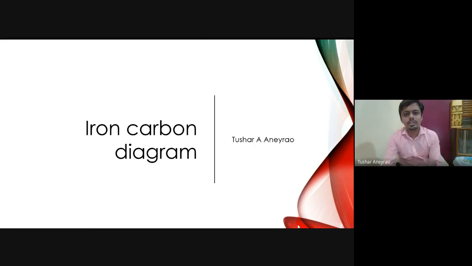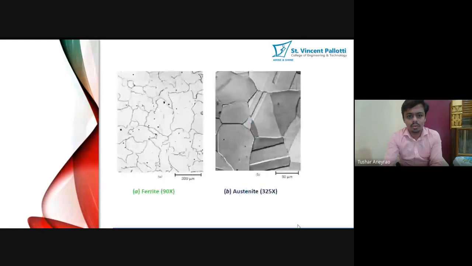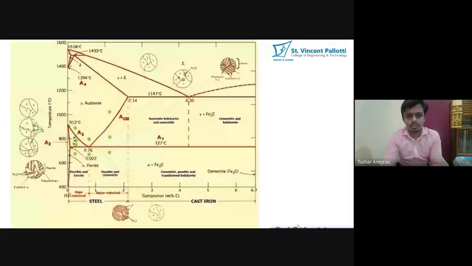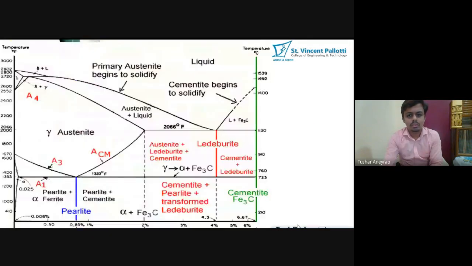That mixture, at that particular temperature and at that particular composition, whatever composition is there, that composition is called the eutectic composition, and that mixture is called the ledeburite mixture, right?